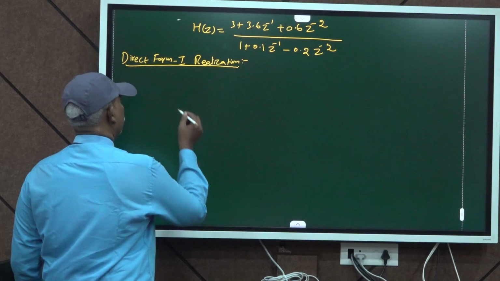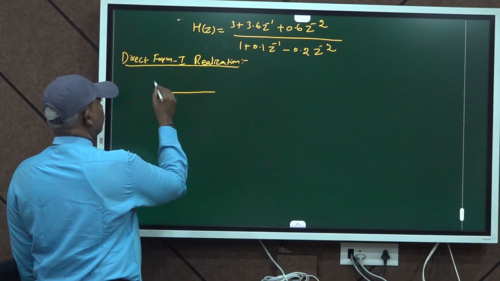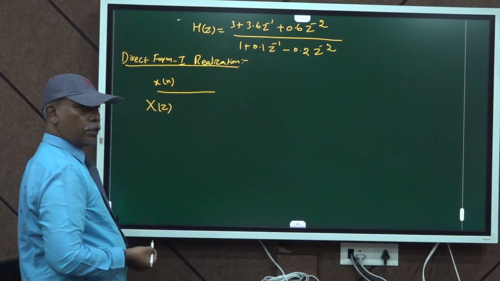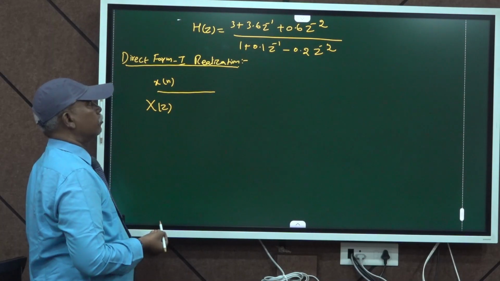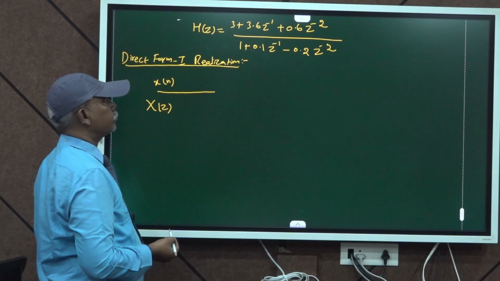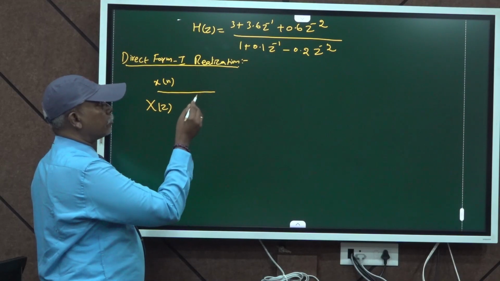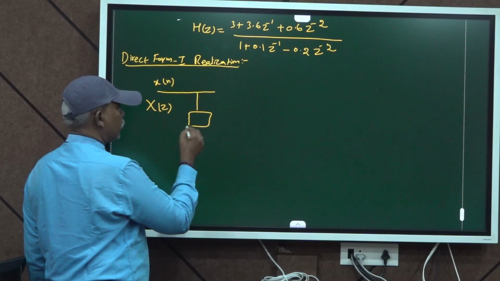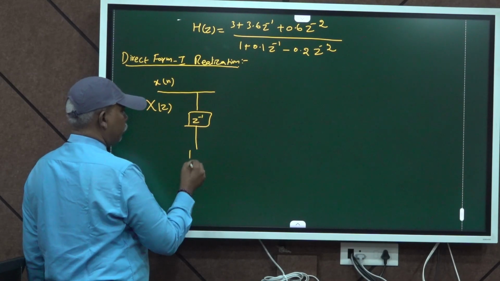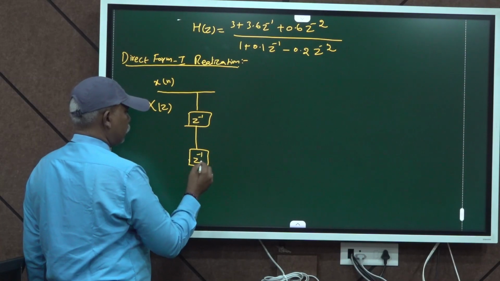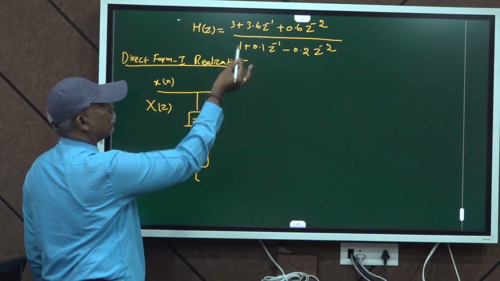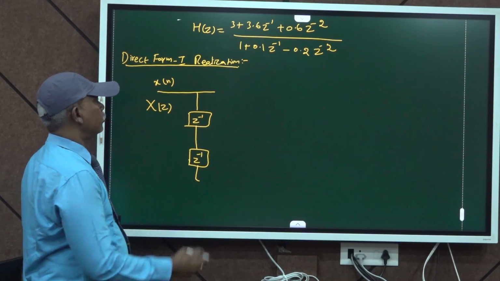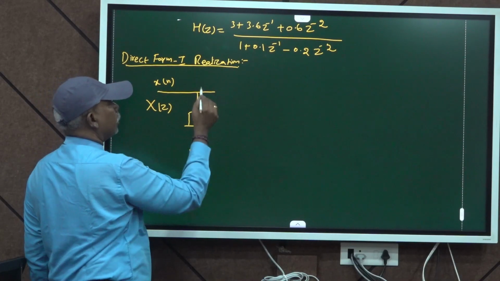So I construct the filter. This is x of n or x of z. Both are the same: in the time domain it is x of n and in the frequency domain it is x of z. Then you see 3.6 z power minus 1 and 0.6 z power minus 2, so only 2 delay elements are there. I put the first delay element and then a second delay element. Only 2 delay elements are available in my design. Now, implement it.